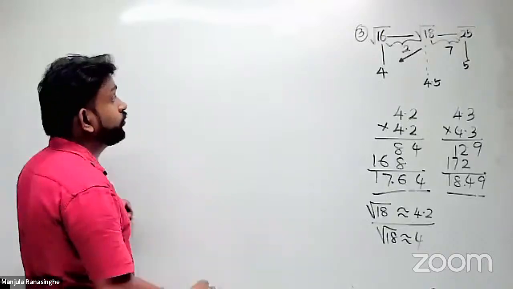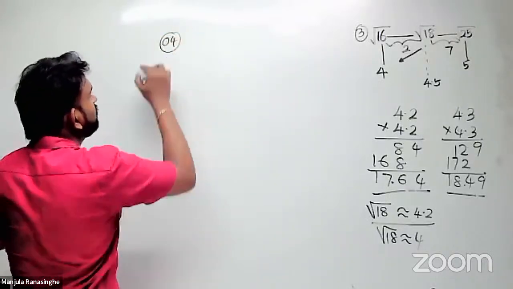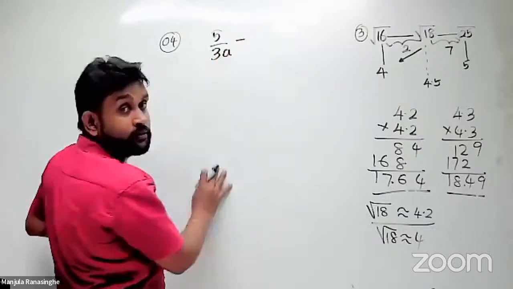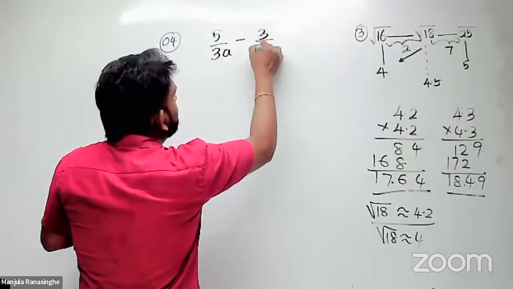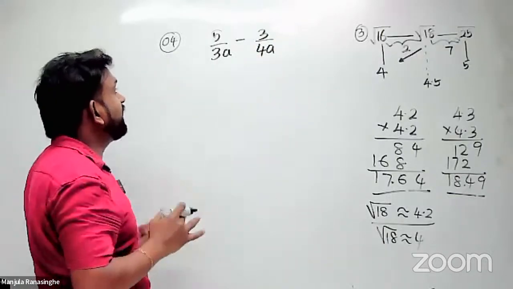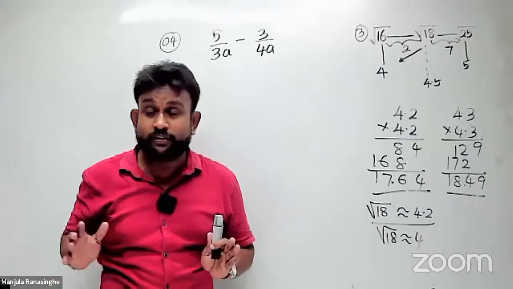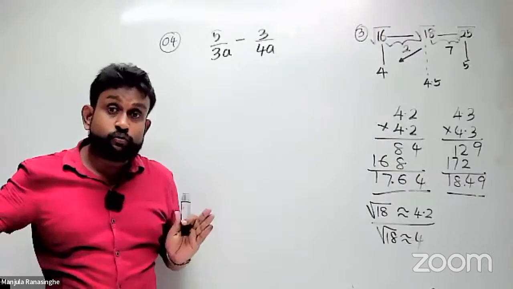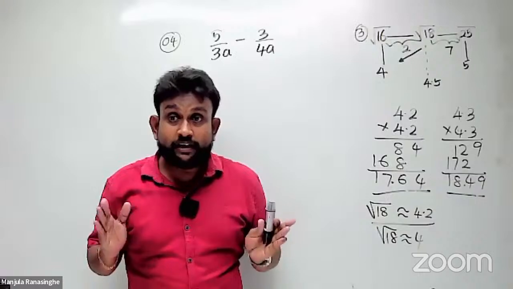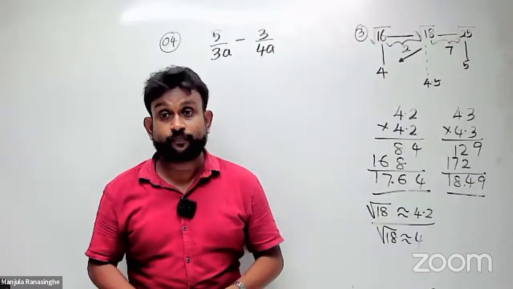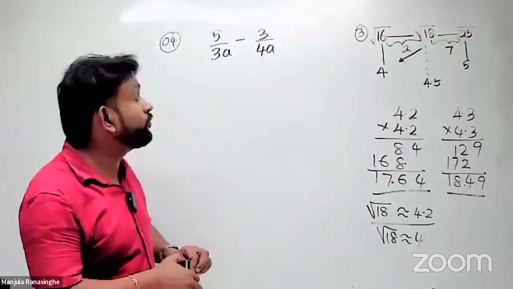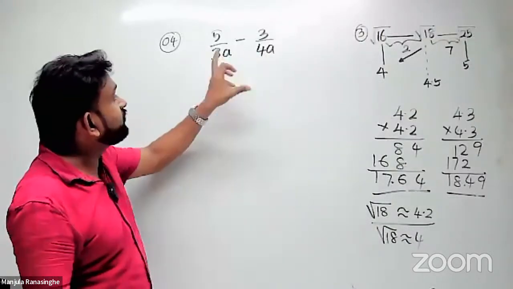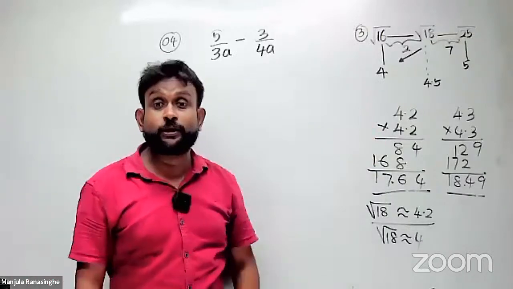Simplify question number 4. 5 upon 3a minus 3 upon 4a. Right. Now, this is an algebraic fraction simplification. To simplify the fractions, we need to make the denominator same. So make the denominator same. Here, a there, 3, 4 there. So 3, 4, what is the LCM of 3 and 4?